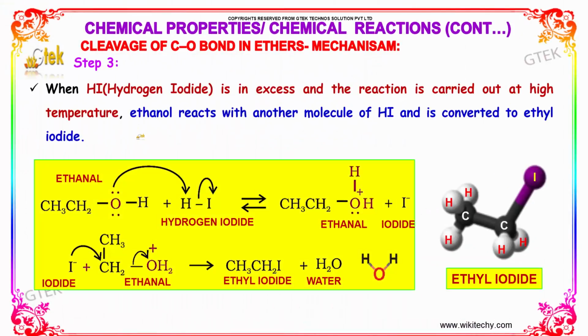Further, continuing to step 3, when the hydrogen iodide is in excess and the reaction is carried out at high temperature, ethanol reacts with another molecule of hydrogen iodide and is converted to ethyl iodide. Here, ethanol reacts with hydrogen iodide to form protonated ethanol and I-. This reaction is reversible and is always in equilibrium. And further, iodide reacts with the protonated ethanol to form ethyl iodide and water.